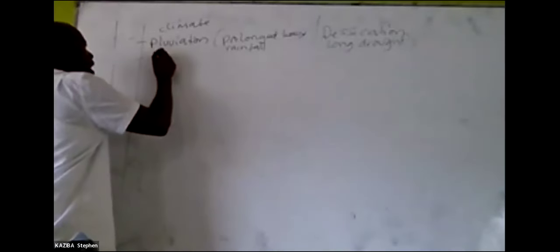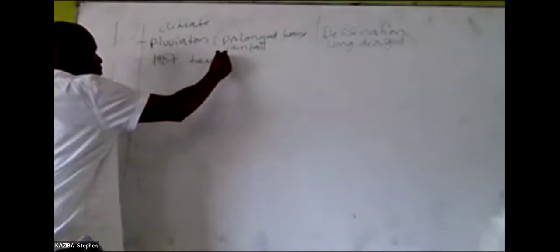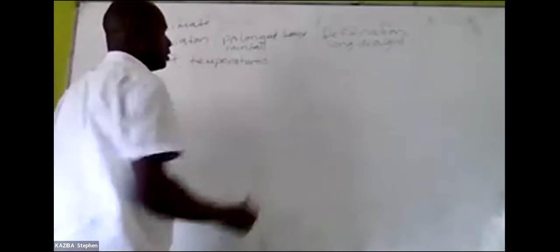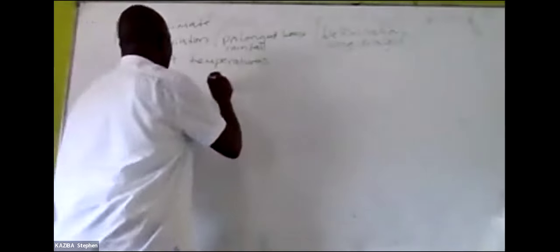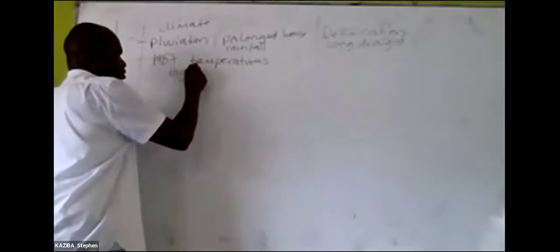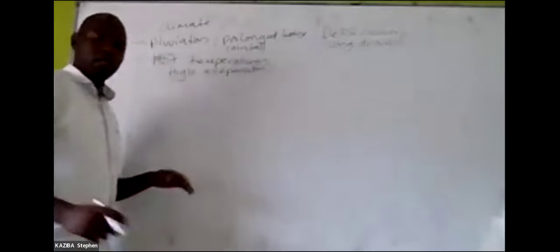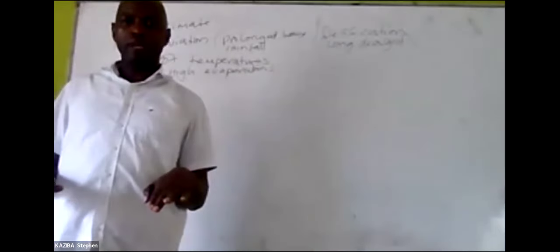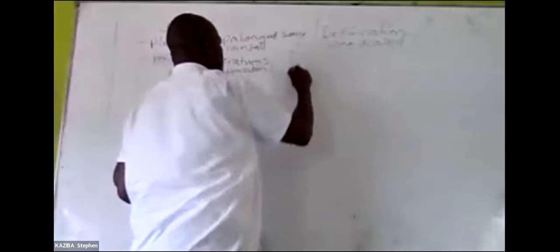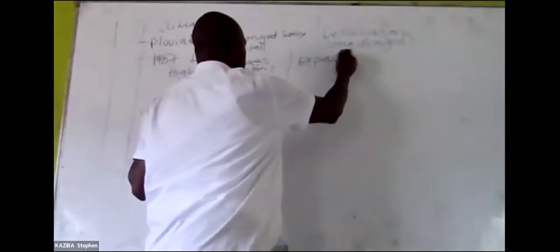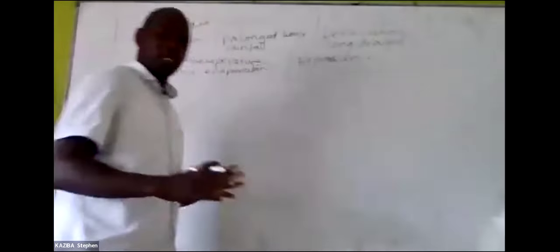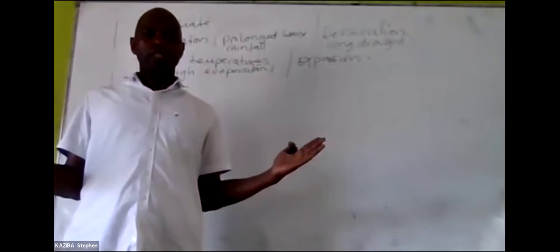Then you go to another point, which is hot temperatures. Now, hot temperatures do two things. Of course, under hot temperatures, we have high rates of evaporation. High rates of evaporation from water bodies lead to a fall in the level of the sea, whereas expansion of water molecules leads to an increase in the level of the sea.